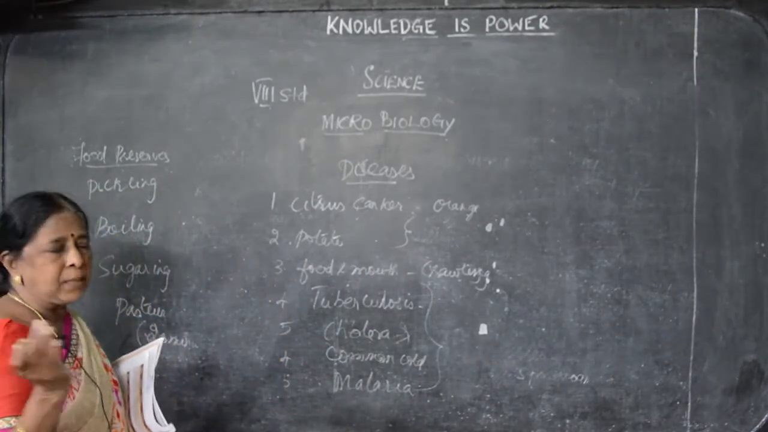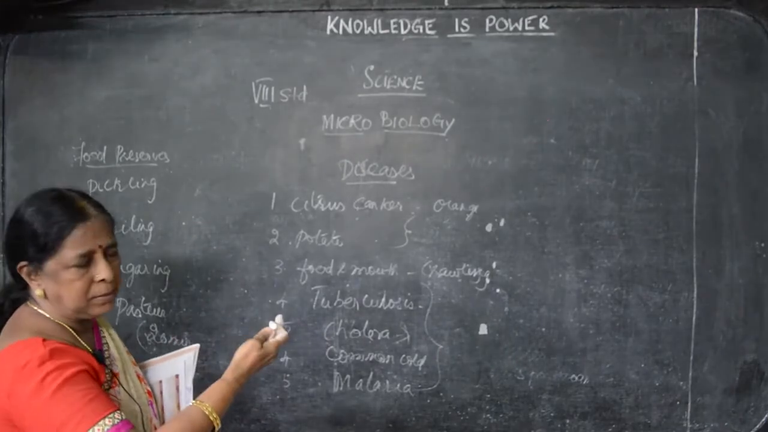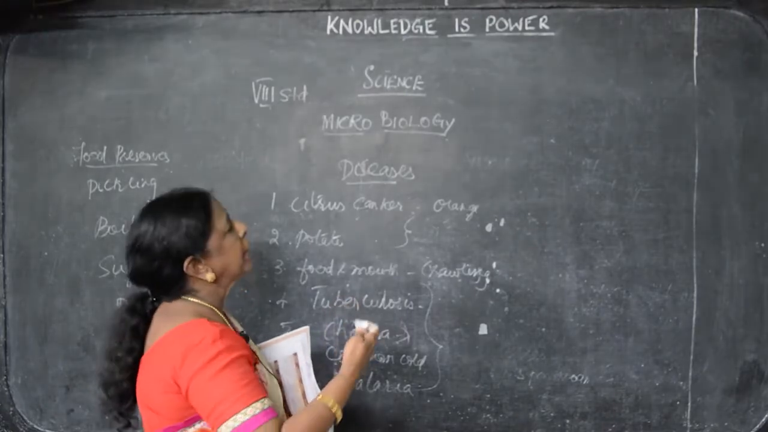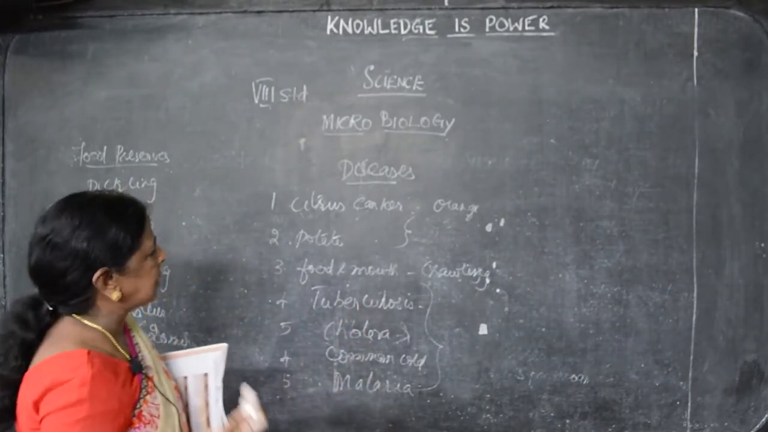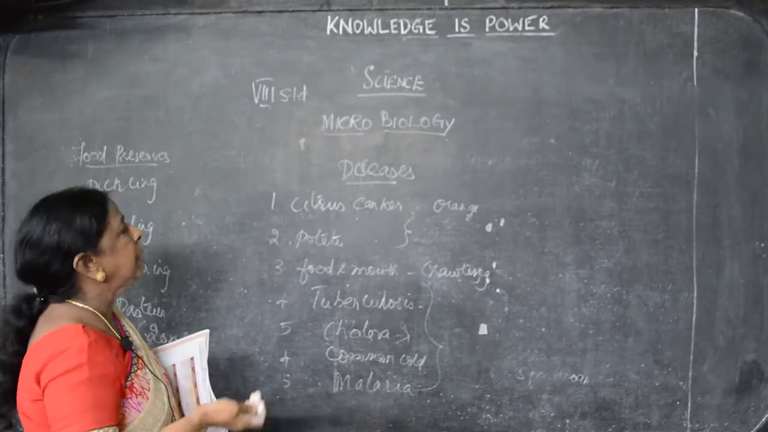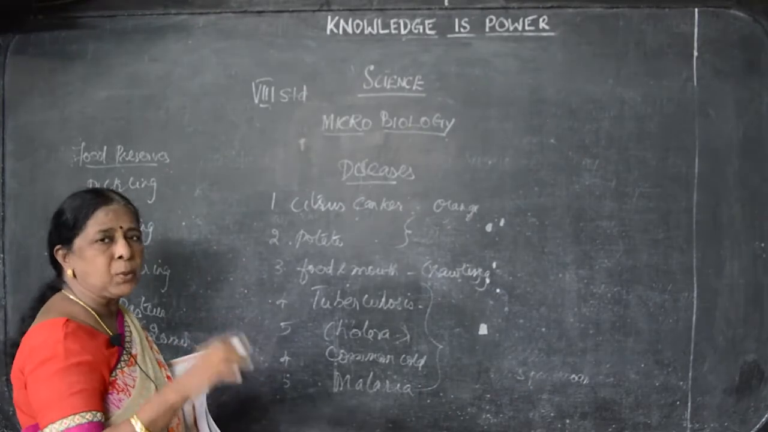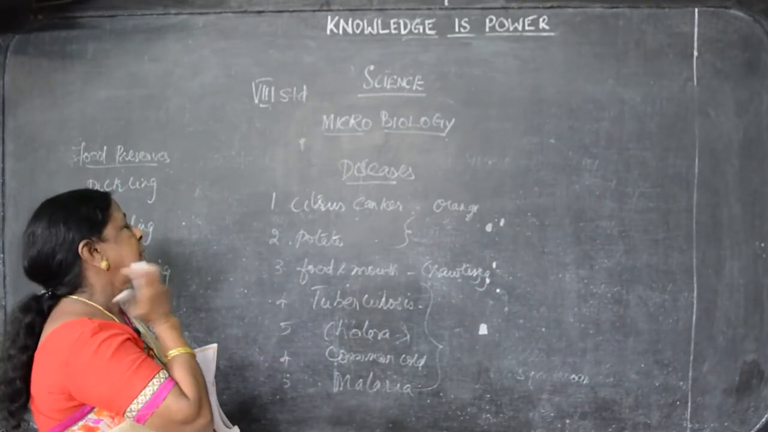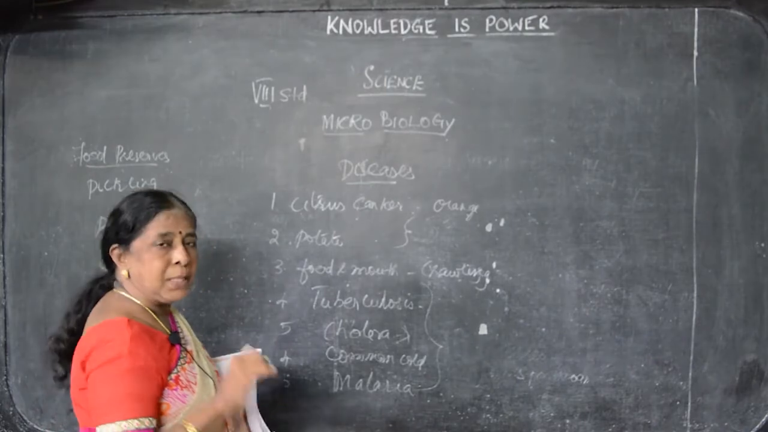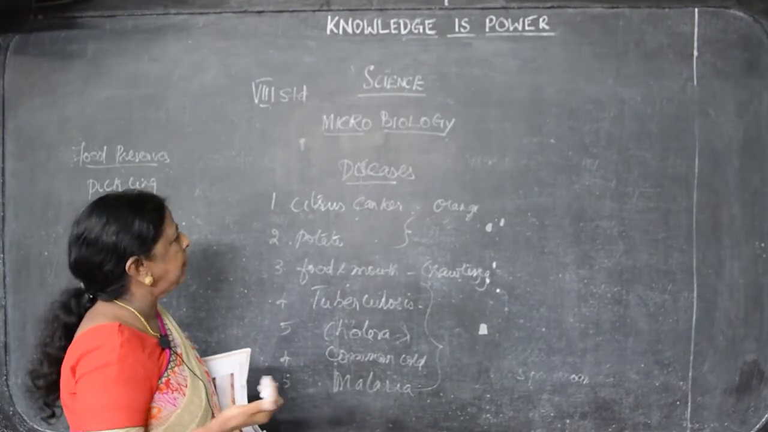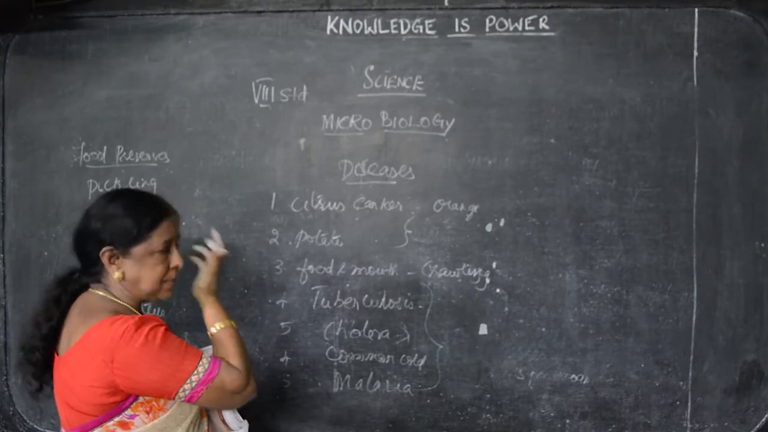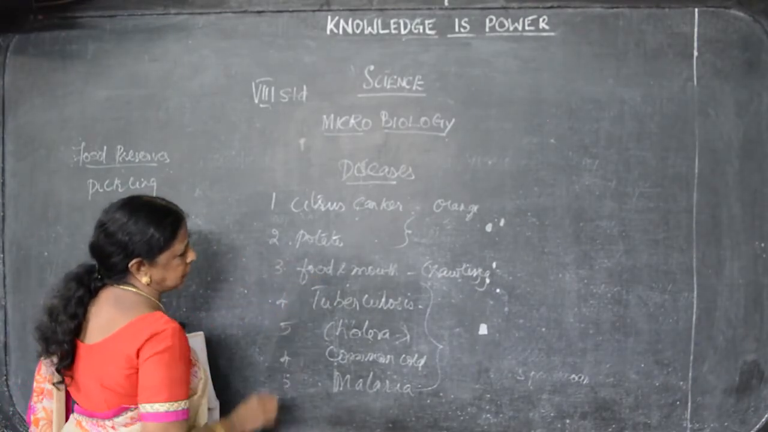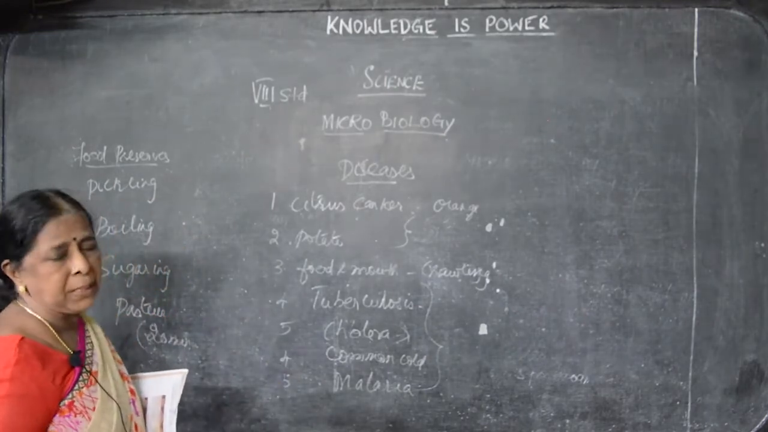So let us recall again what are the things we have studied. What are the microbes? We have virus, bacteria, fungi, algae, protozoans, and many bacteria structures we have seen. Then what is the science known as? What are the uses of the microbes we have seen? They are used in all the fields, medical field and other fields. And we are coming to the diseases. What are the diseases? Citrus canker, potato, foot and mouth ulcer, tuberculosis, cholera, common cold and malaria.